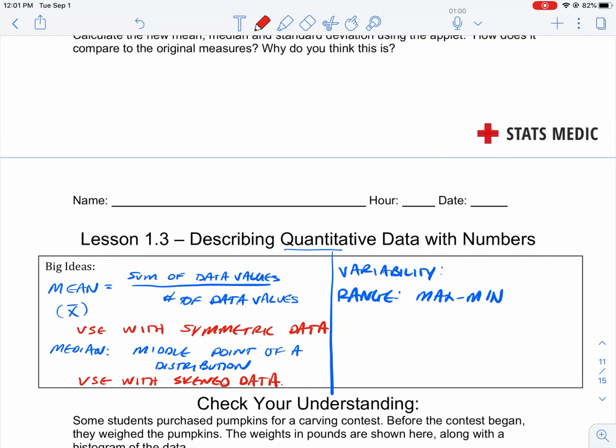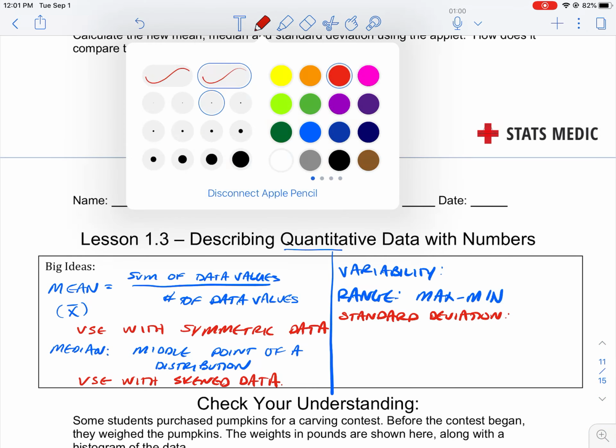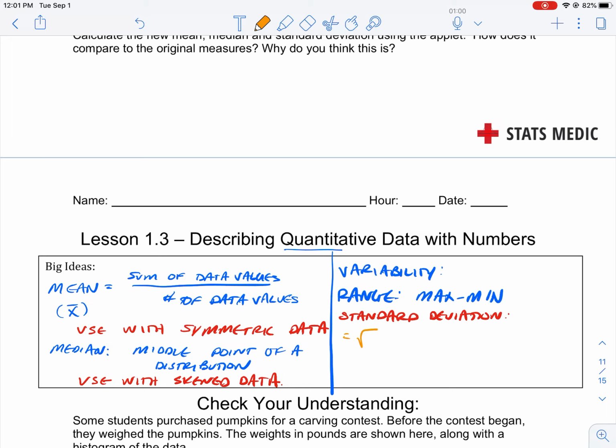I'm going to give you the formula, and the formula looks really daunting, but it's really not that complicated. In practice, it's just kind of repetitive. The other measurement for variability, which we're going to use more often, is standard deviation. Standard deviation is found by taking the square root of the sum, so we're going to add all of them together, of x minus the mean, squared.